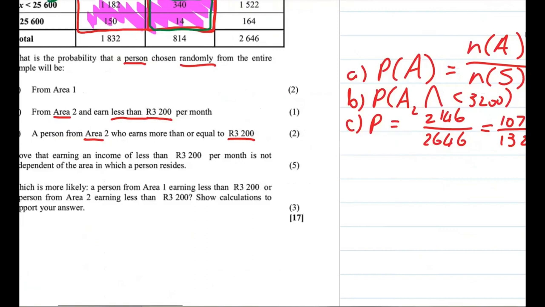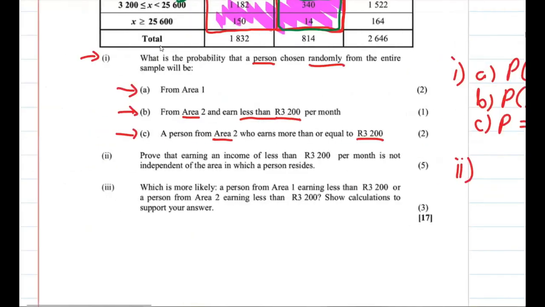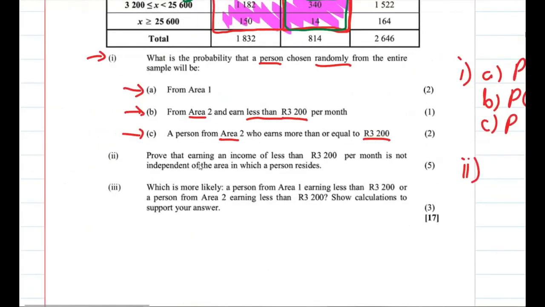Now let's look at this next one. You're doing well. Now here they say, prove that earning an income of less than 3,200 Rand per month is not independent of the area in which a person resides. Now, I want you to go through your notes quickly and look for the slide which says independent events. There will be a formula on that slide.